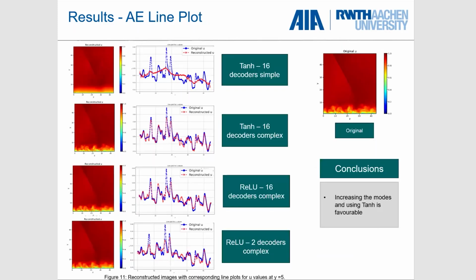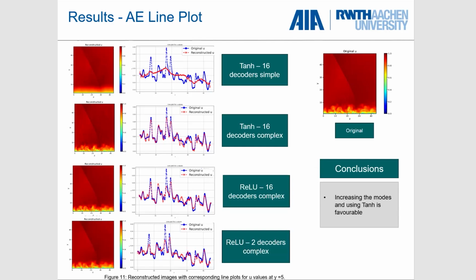But in order to differentiate between those, we plotted a line plot for the u channel, so velocity u at y equals 5. Here on the top line plot, we can see the hyperbolic tangent with the simple configuration, and we can see that the main patterns of going up and down are captured. However, the fluctuations, the high frequency events, are unfortunately not captured. However, when we look at the bottom 3 line plots, we can see that the hyperbolic tangent as well as the rectified linear unit are capturing the fluctuations in a pretty good way. However, hyperbolic tangent is doing a slightly better job compared to the rectified linear unit.